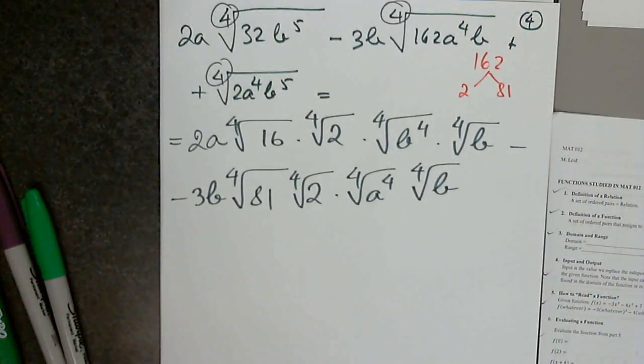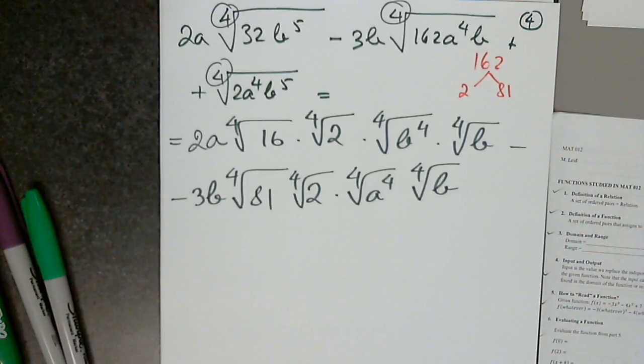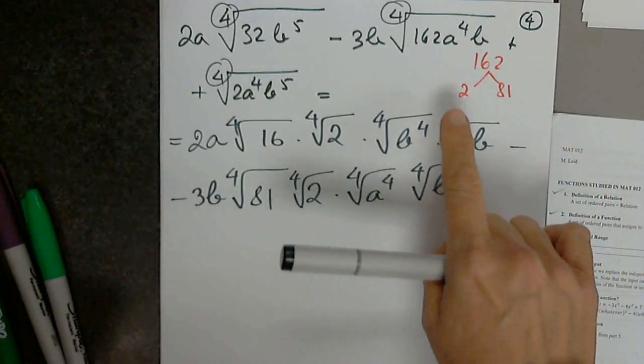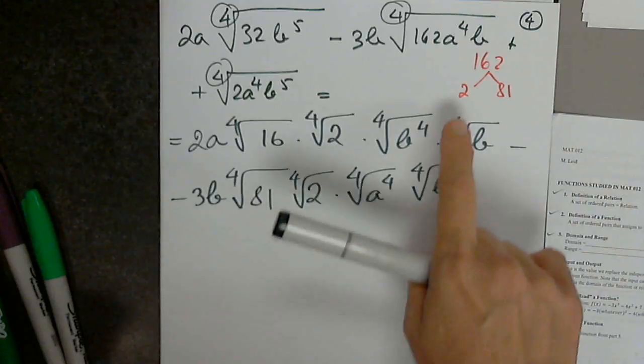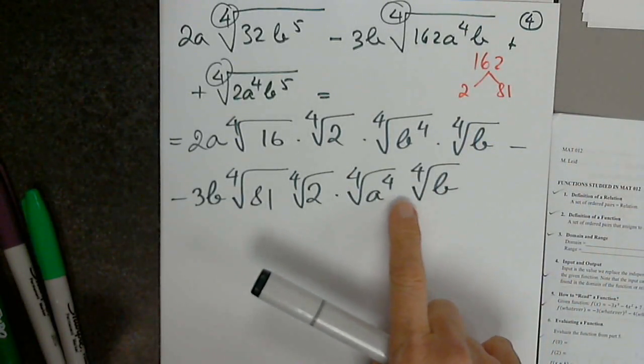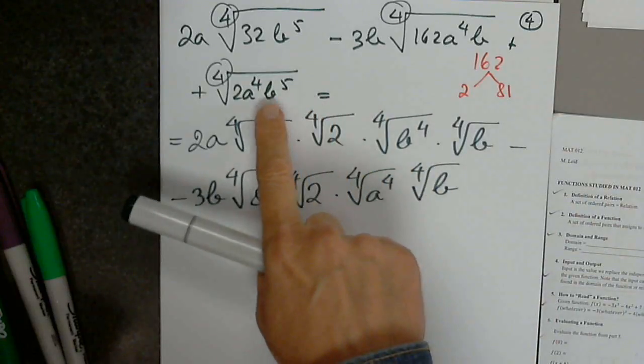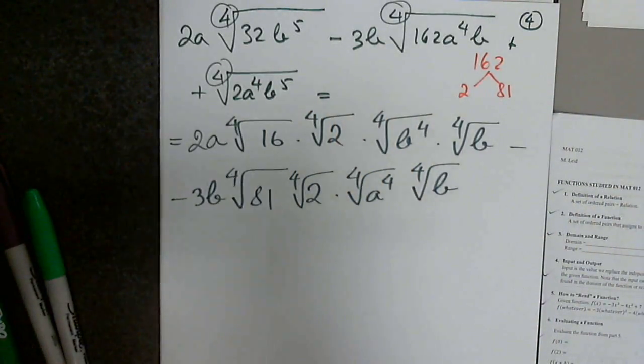Becky, go ahead. Which one? Yes, that's why we have to split it. That's why we have to split it into 2 and 81. Because the 4th root of 162 is not an individual. But the 4th root of 81 would be 3. And we have to keep the 4th root of 2 as is. Yes, please. Would we have to have an extra 4th root of b? Because the last one is the 4th root of 2a to the 4th. You mean this one? Yes. Okay, you're way ahead of me.